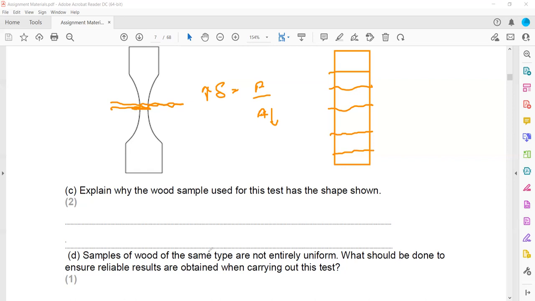The samples of wood of the same type are not entirely uniform. What should be done to check the reliability of the results? How can we make sure the results are reliable? We will repeat the experiment, because whenever we identify anomalies or random results, we can remove them from our calculation.